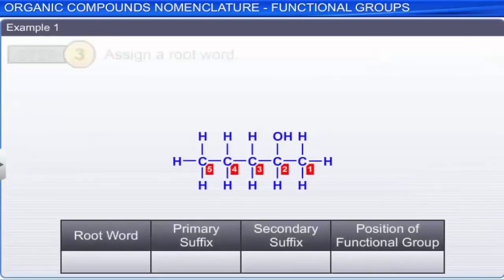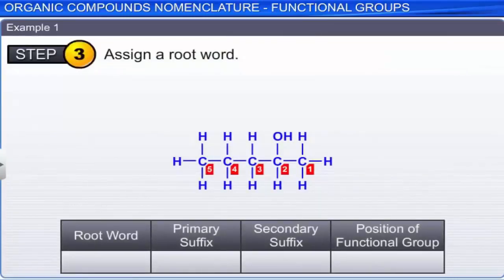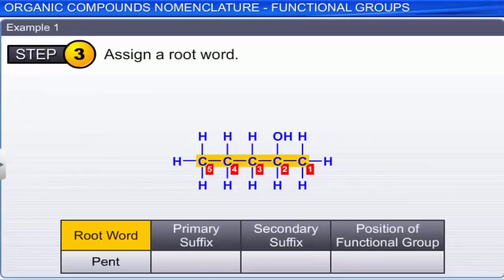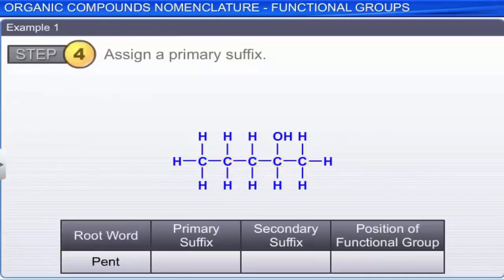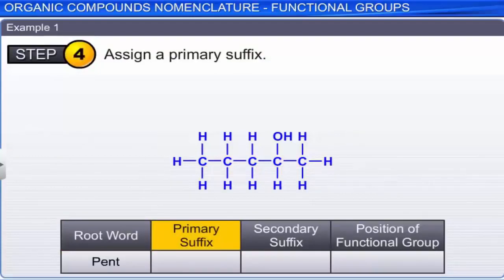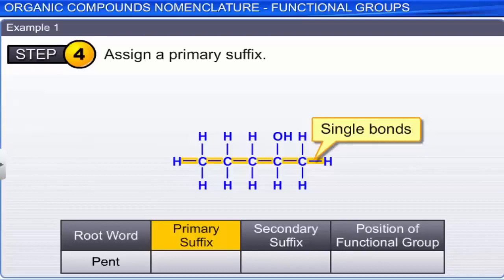Step 3. Assign a root word. As there are 5 carbon atoms in the chain, the root word will be pent. Step 4. Assign a primary suffix. The chain only contains single bonds. Hence, the primary suffix will be ane.